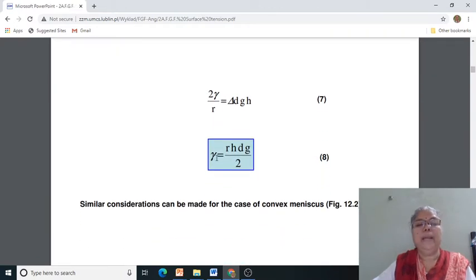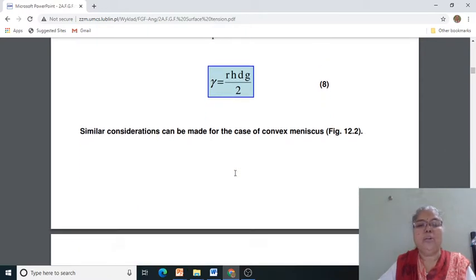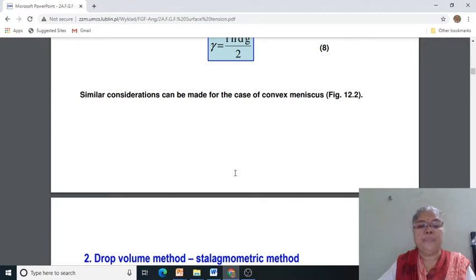And here we can calculate the gamma. It is equal to r into h into d into g upon 2. That means by means of the capillary rise method we can find the surface tension by using this formula. And in the exam there are problems based on determination of surface tension.